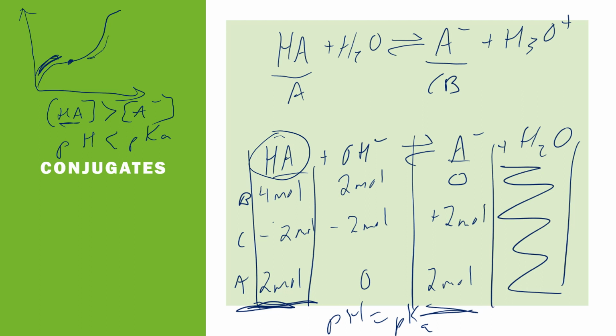Past half equivalence point, but before equivalence point, then your HA is less than your A minus. Your acid is less than your conjugate base. So your pH will be greater than the pKa. And so it's useful to know these two relationships for before and after the half equivalence point, because it makes it really easy to predict what's going to happen.